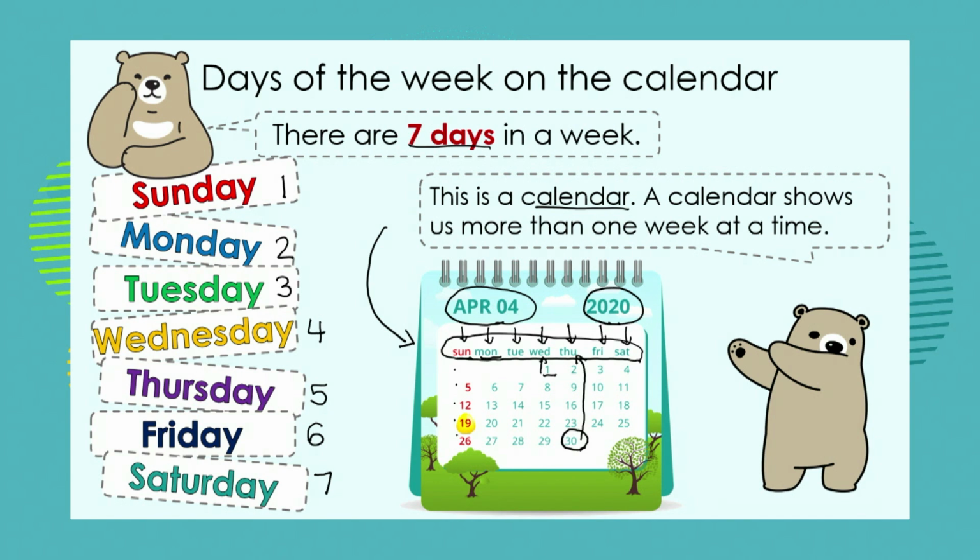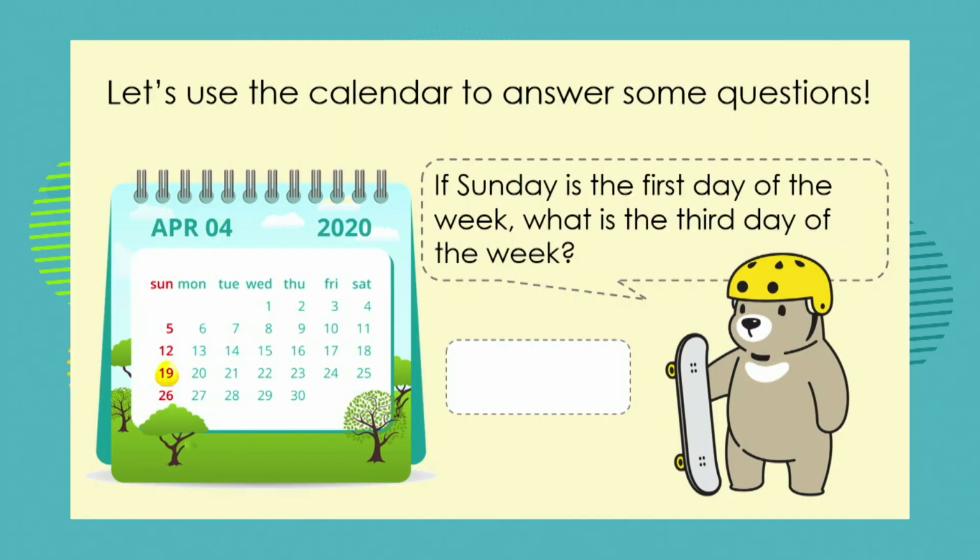So these are important things for us to remember when using a calendar. But don't worry, we are going to practice together now. So let's use the calendar to answer some questions. Again, we can look for the important information we just spoke about. For example, what month is it? Good work. It is April, which is the 4th month of the year. And what year is it? Yes, it is 2020. And can you see the days of the week? Fantastic. They are over here.